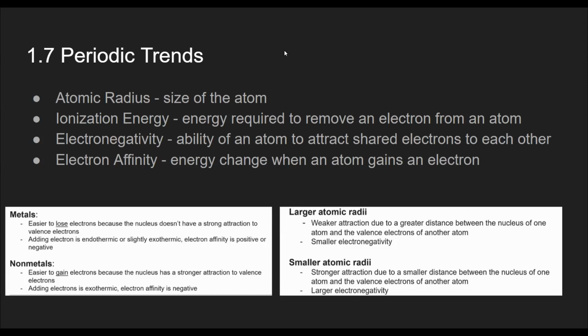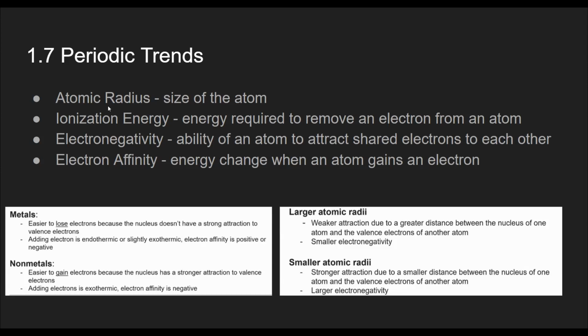So 1.7, periodic trends. The four main periodic trends that you have to know are atomic radius, which is the size of the atom; ionization energy, which is the energy required to remove an electron from an atom; electronegativity, the ability of an atom to attract shared electrons to each other; and electron affinity, the energy change when an atom gains an electron.